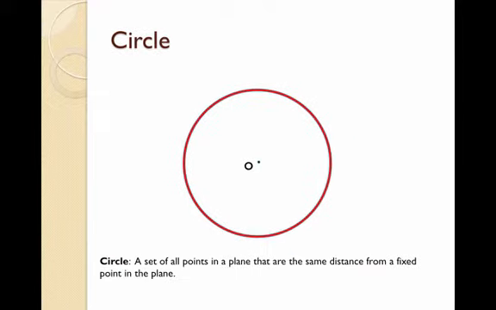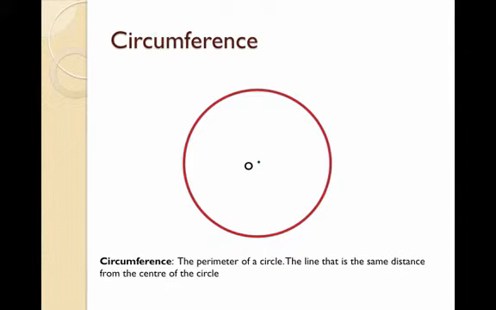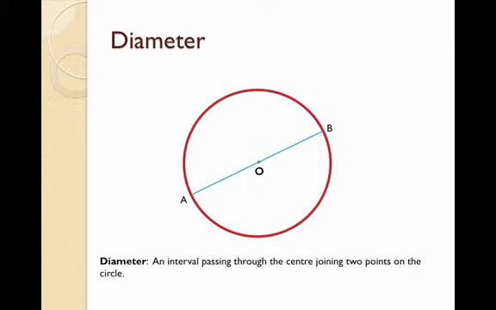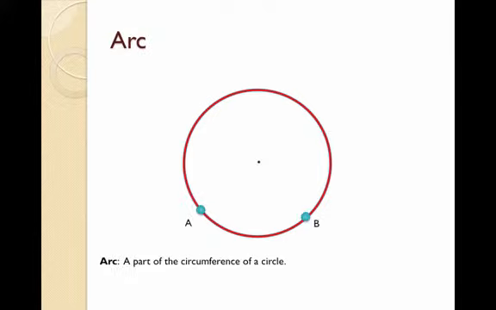We start easily enough with a definition of a circle, the set of all the points in a plane that are the same distance from a fixed point. The circumference, better known as the perimeter of the circle, is the line that passes through those points. The interval from the center to the circumference is called the radius, the plural of which is radii. If two radii are in a straight line, then we have a diameter, an interval from one side of the circumference to the other through the center.